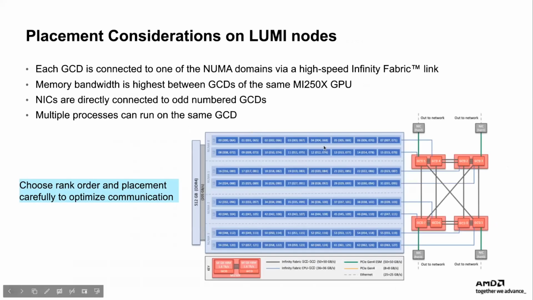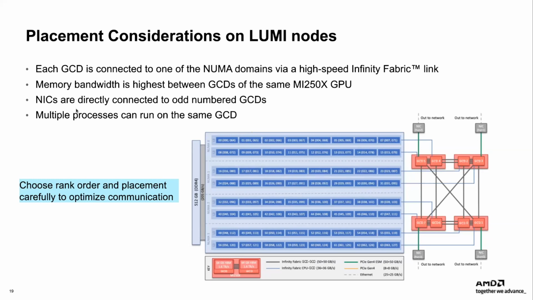On a Lumi node, we see the same picture again. We see that each GCD is connected to a set of 8 cores via a high-speed Infinity Fabric link. And memory bandwidth between 2 GCDs of the same MI250X GPU is the highest because we have 4 high-speed links. You'll notice that different pairs of GCDs have different number of links between them. So GCDs 4 and 2 only have 2 high-speed links. 5 and 7 are connected only with 1 link.